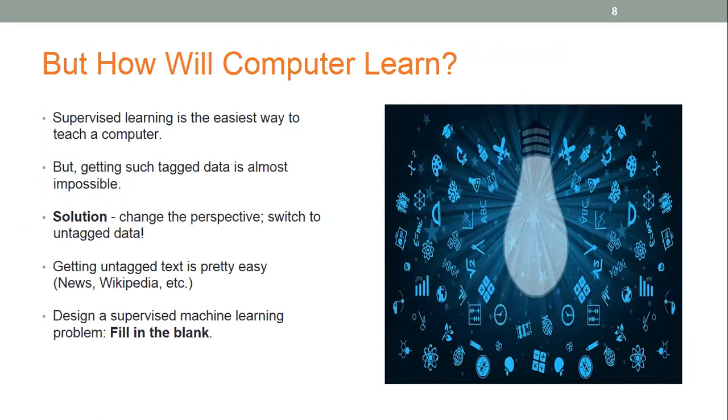Text data is very easily available with the news corpus, or even Wikipedia dumps, which are very easily downloadable. So we can easily take untagged data, but from untagged data we still want to go with supervised machine learning algorithms, because they work really well in the restricted settings that they have. So they designed a supervised machine learning problem out of the untagged data, which is fill in the blank.